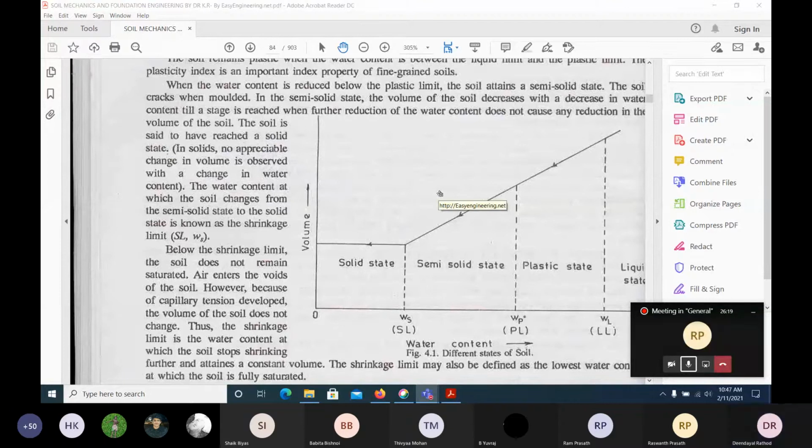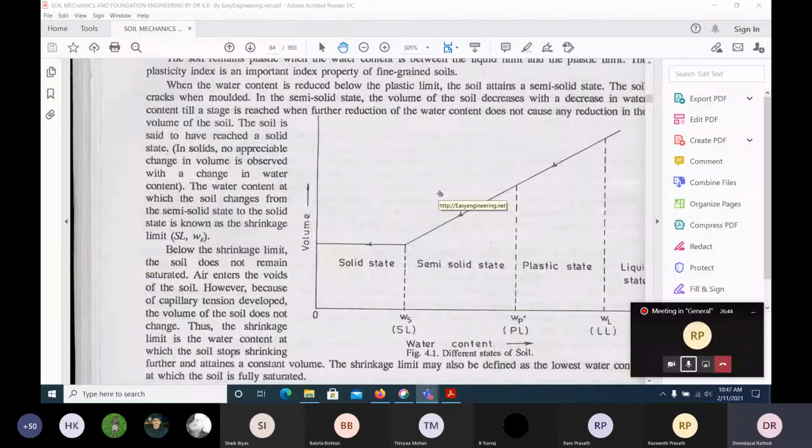Now you may ask me, sir, why are we determining all these things, liquid limit, plastic limit? Because there are charts given by Casagrande and Terzaghi. Based on this water content only, we will classify the soil, whether it is a soft soil or medium or firm or hard soil, stiff clay. So based on the water content only.